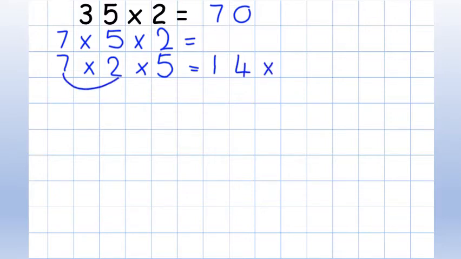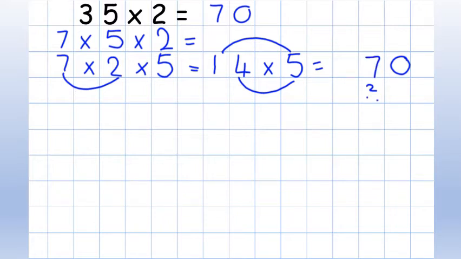14 times 5 equals 4 times 5 is 20. Oops, what an awful zero, Miss Dunn. Let me redo that. And 5 times 10 is 50. Add 2 tens, 60. Oof, 70. So both methods come back to the same solution.